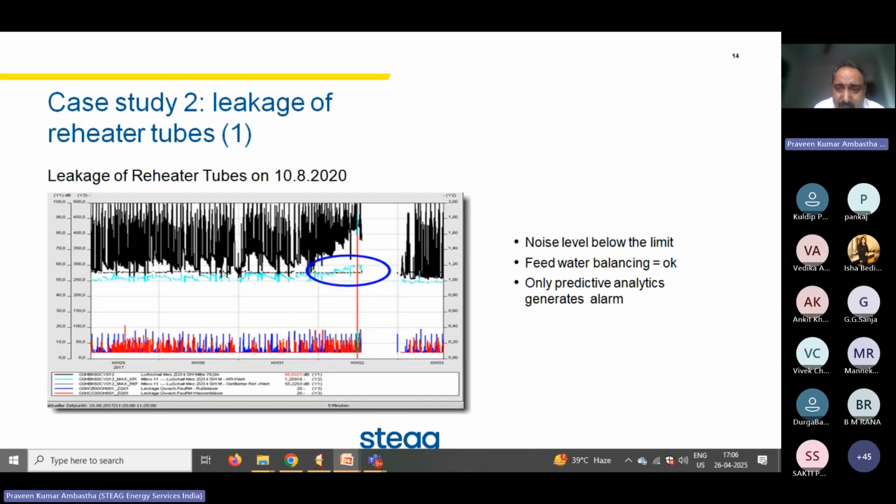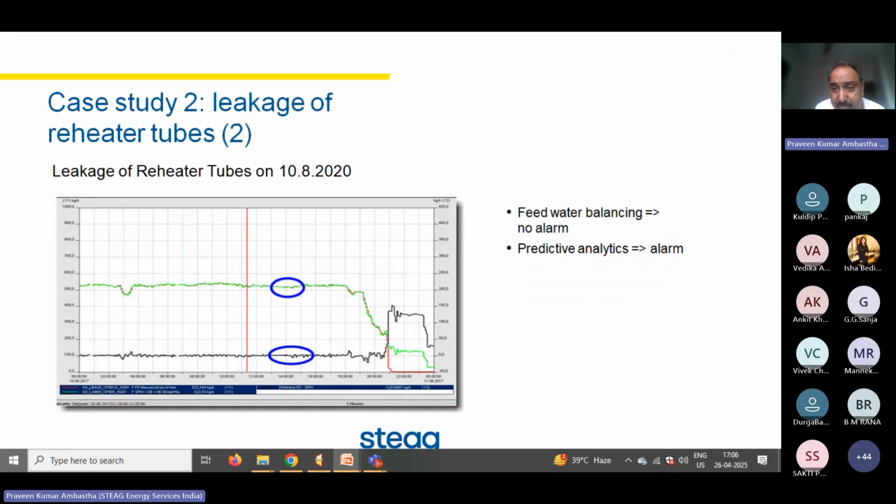But here we can see that on 10th August, the noise level was below the limit. Feed water balancing was also okay. But in the predictive analysis, the ALMA model, they have given the alarm based on the neural model, AI technology and all. So here you can see that on 10th August, there was an alarm.